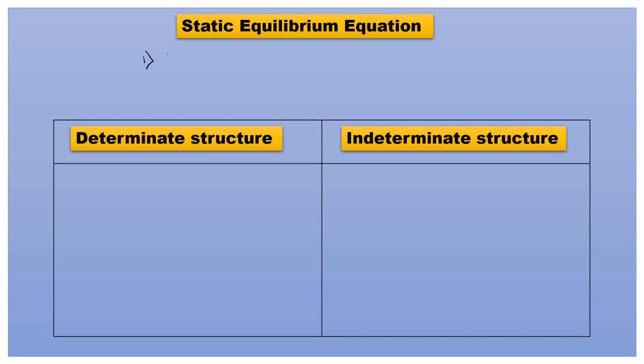First one is summation of H equals 0, meaning the summation of horizontal forces on the beam equals 0. Second equilibrium equation is summation of vertical forces equals 0. And third is summation of moment equals 0. These are the three static equilibrium equations, and on the basis of these equations there are two types of structure: first is determinate structure and second is indeterminate structure.